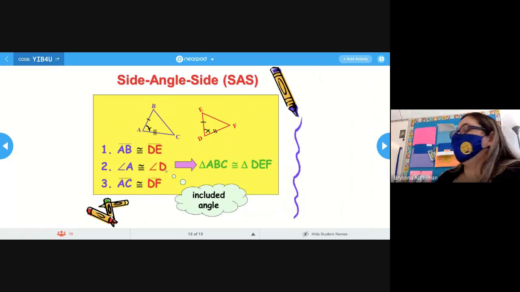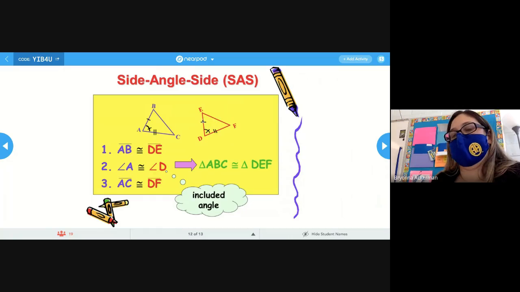Okay. So this one says, number one, I have one side, AB is congruent to DE. Then I have an angle. Angle A is congruent to angle D. And then I have another side, AC is congruent to DF. Does it include the angle in the middle? Side, angle, side. Yes on the purple.